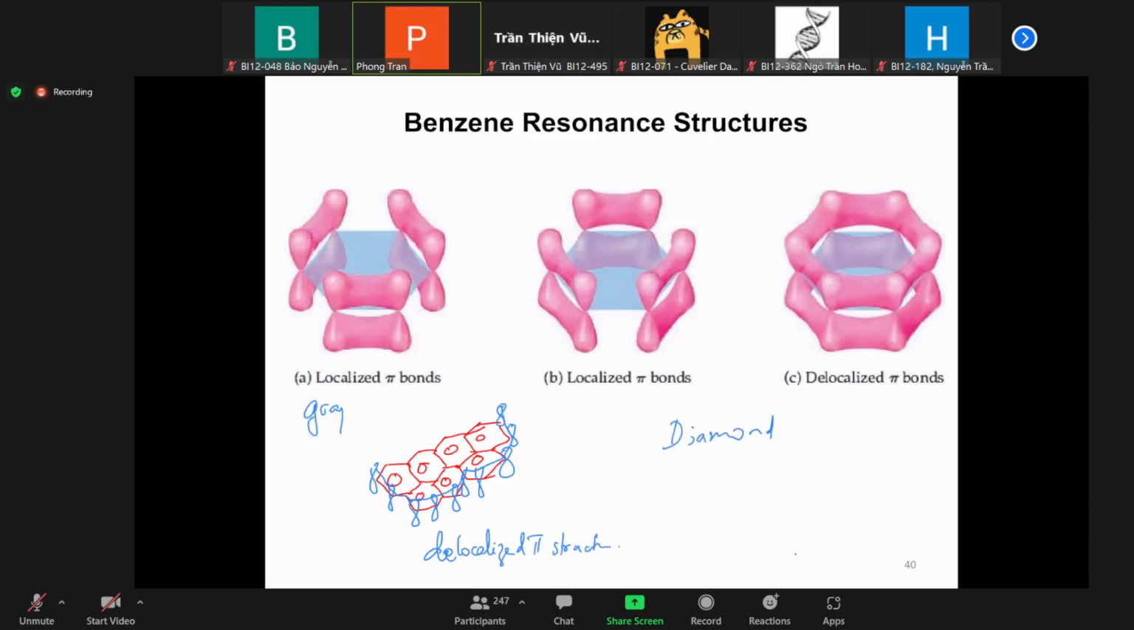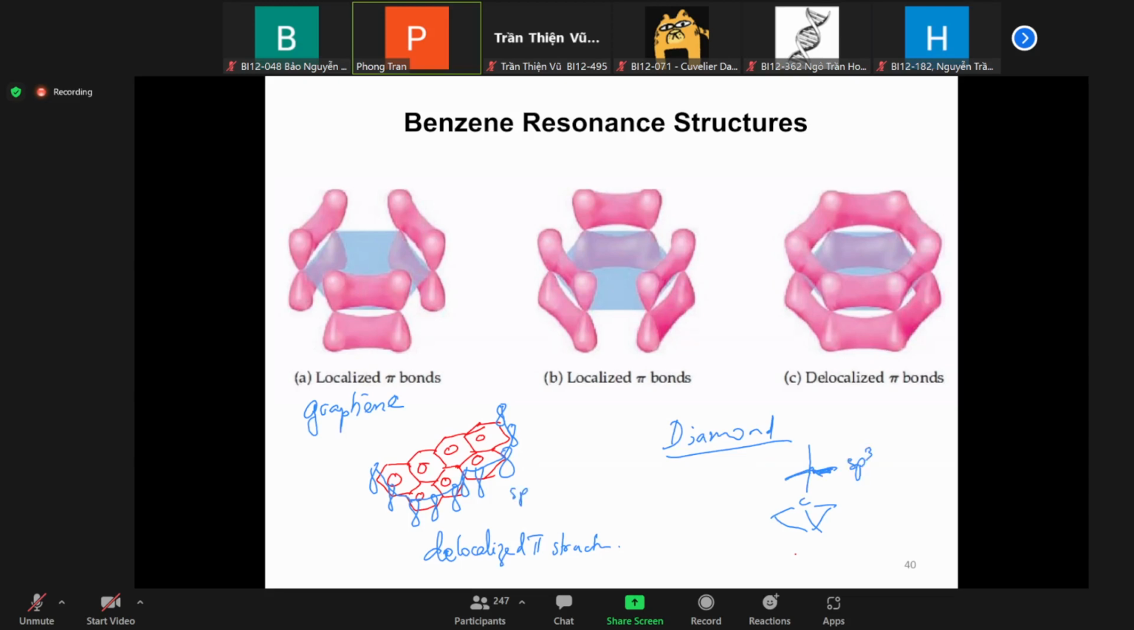If you take the diamond, then the carbon will be like this. And then the second carbon will also be like this. The carbon here is sp3, and all the carbon here is sp2.